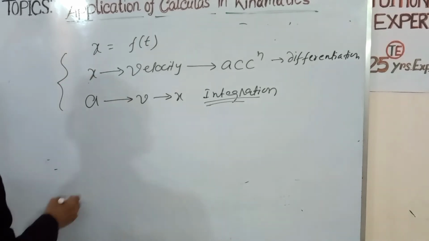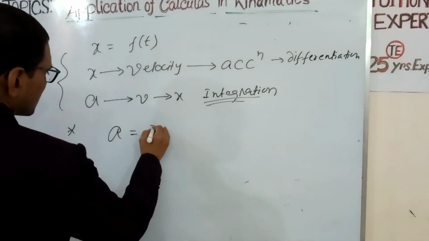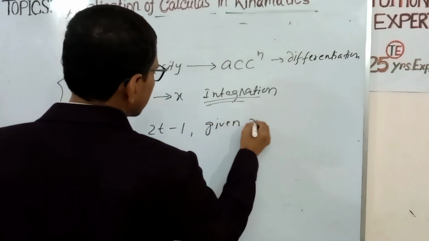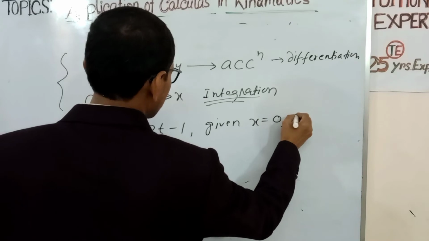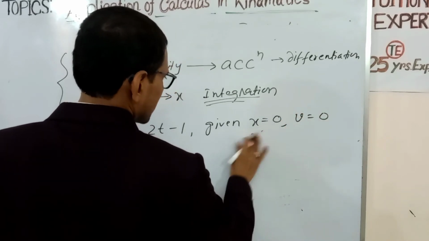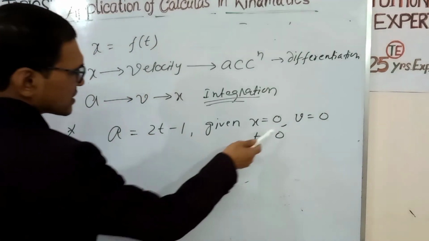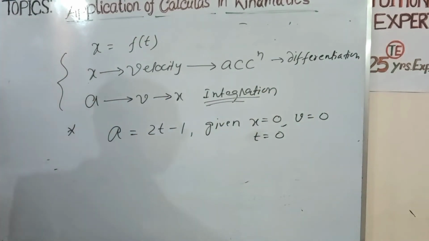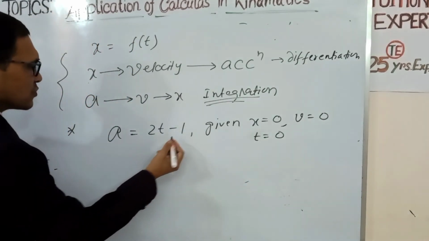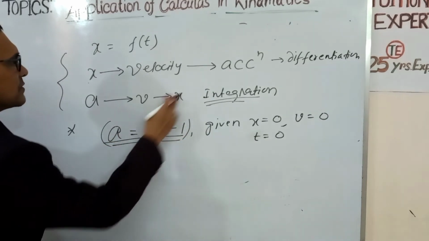So example is, suppose the acceleration of a particle is given according to the time. Given x equal to 0, velocity equal to 0, and time 0. That is, initially the body starts from rest at the origin. Now acceleration a equal to 2t minus 1 is given. Now what is the velocity?